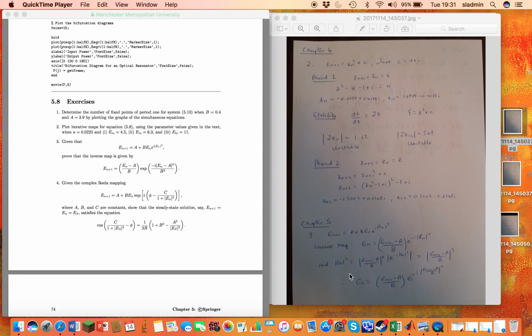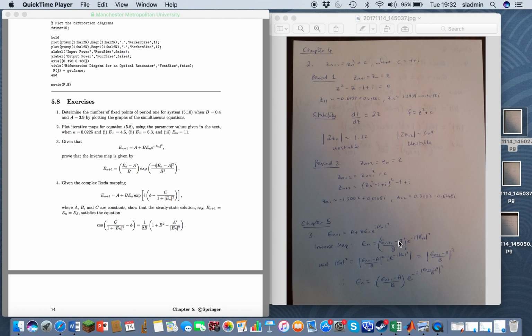We can use this formula, because if we take the modulus and square, then mod E_n squared is equal to the modulus of (E_{n+1} minus A) over B, squared, times the modulus of this value. And if you take the modulus of this value, you get 1. So that's why that disappears. So mod E_n squared is the same as mod E_{n+1} minus A all over B, squared. That's what goes in place of this expression. And now you can see that E_n is expressed completely in terms of E_{n+1}. So that is the inverse map.